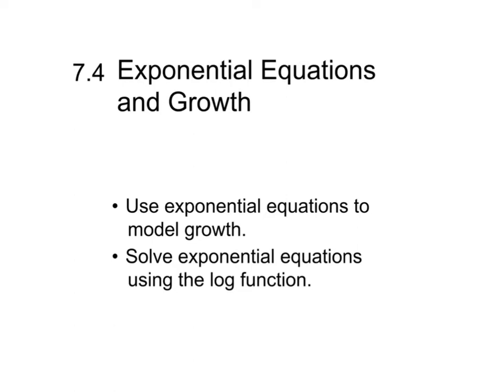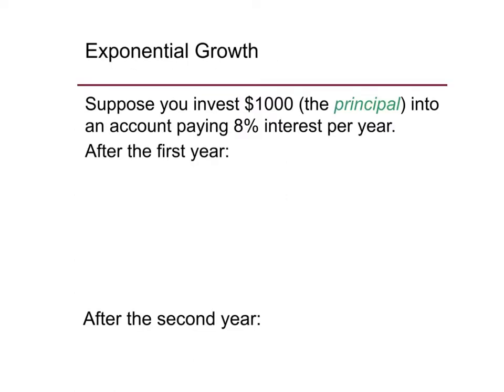We will start out with an example where we're investing $1,000, and throughout this section we'll refer to that as the principal, the amount that we invest, into an account that pays 8% interest per year. After the first year, how much money are we going to have? Well, we'll take 8% times $1,000, and the way that I would type that into my calculator is 0.08 times $1,000 is equal to $80.